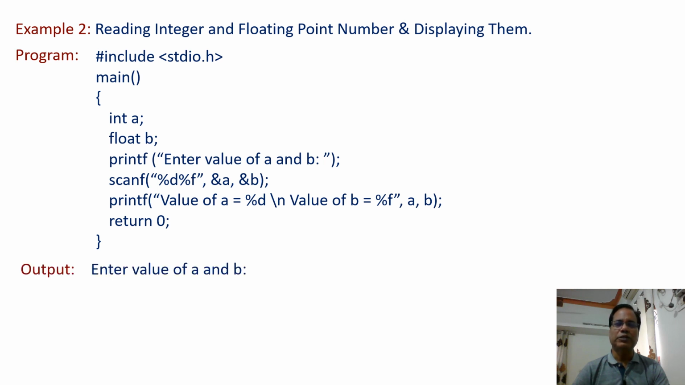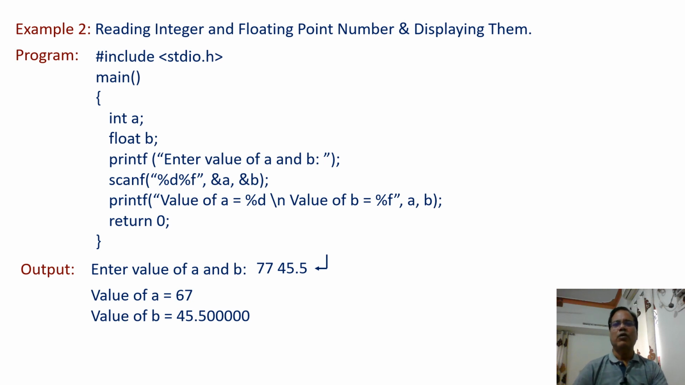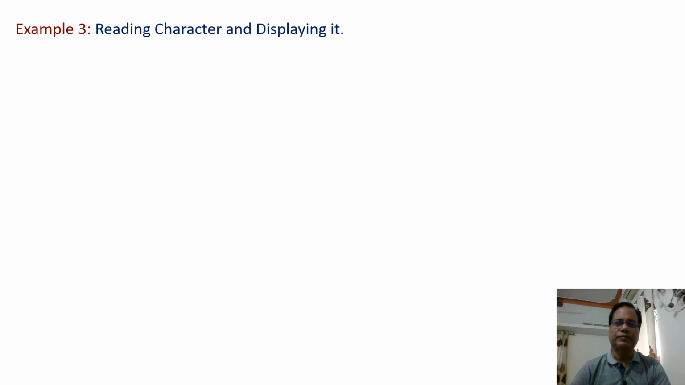So when this program is run, we get this message on the output screen, and once we enter these values, 77 that is the integer value, 45.5 is the float value, and press the enter key, we get the output. Value of a equals 77 and value of b equals 45.5000, like this one. So in this way we discussed how to read the integer as well as floating point number and display them on the output screen.